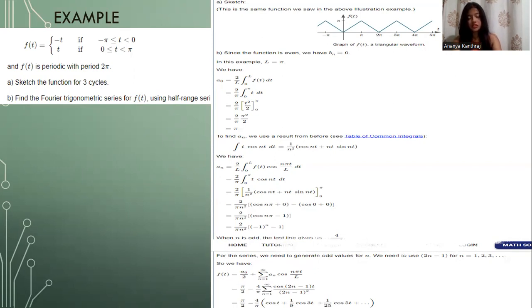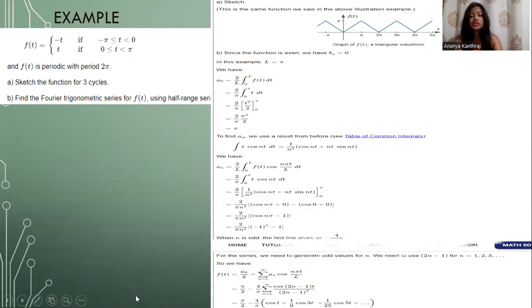Now, on simplification, we get the second step as 2 by pi into integration from 0 to pi t into cos nt dt, which is equal to 2 by pi into 1 by n square into cos nt plus nt sin nt. Next, we can see 2 by pi n squared into cos of n pi plus 0 minus cos of 0 plus 0, which is the above formula referred to in the third step. Then we get 2 by pi n squared into cos of n pi minus 1, which is nothing but minus 1 to the power n minus 1.